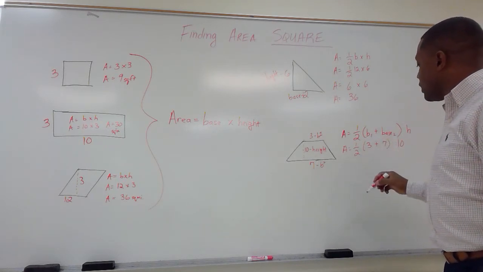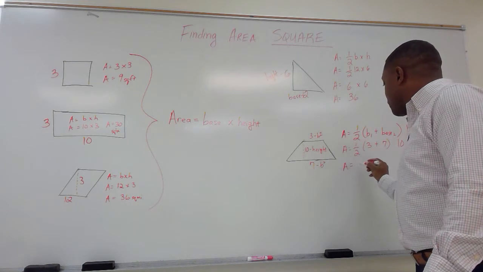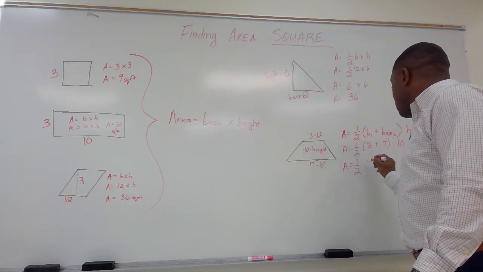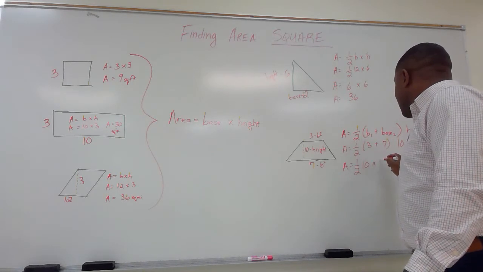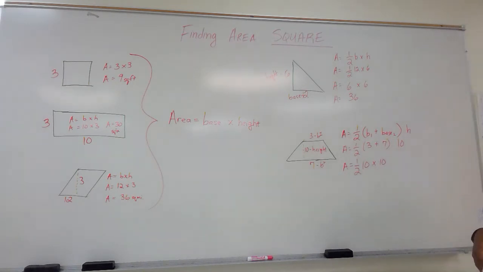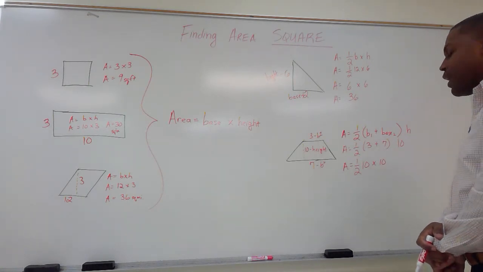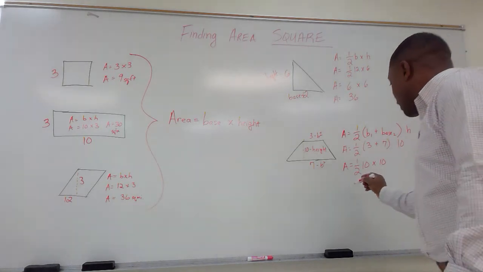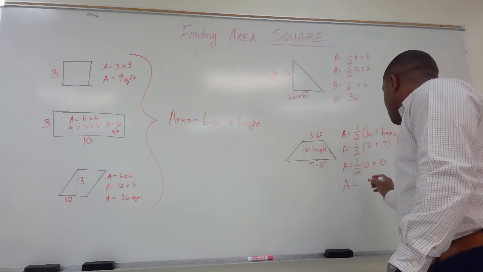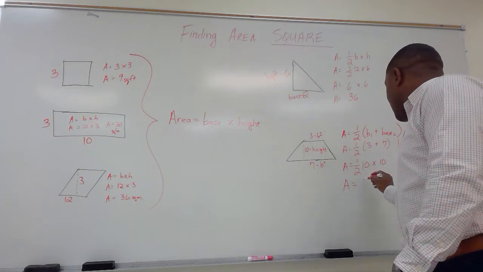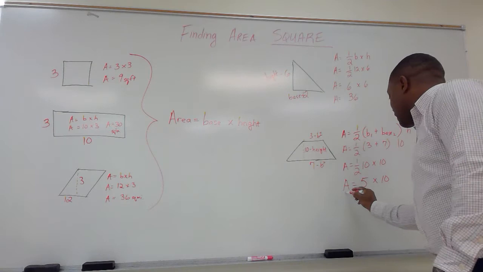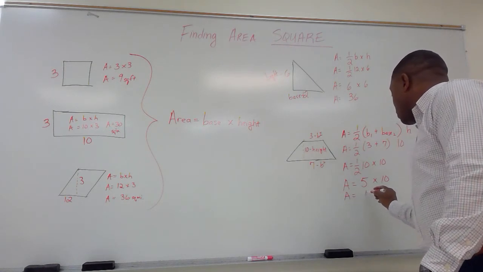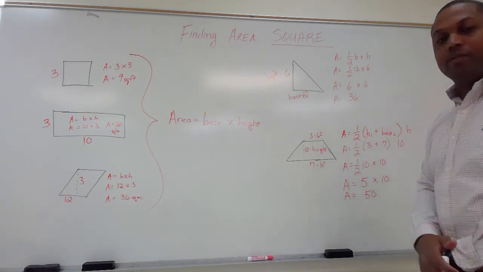So I'm going to do 3 plus 7 here, work out what's in that parentheses, so that would be 10. Now I have area equals 1/2 of 10 times 10. 1/2 of 10 is 5, times 10. That means that the area of this trapezoid is 50.